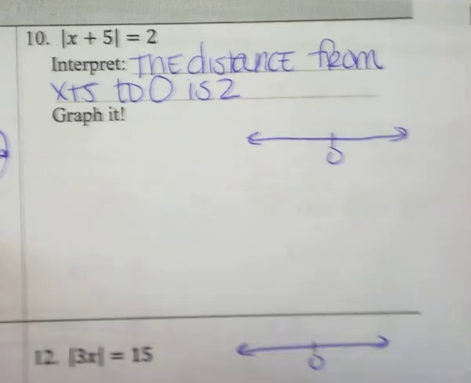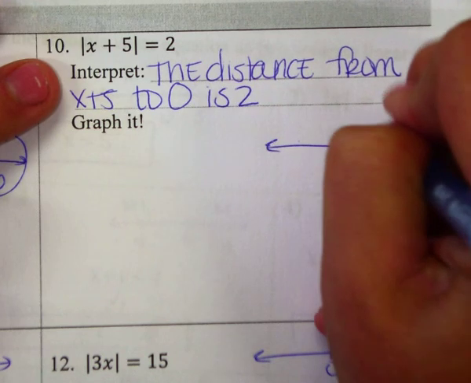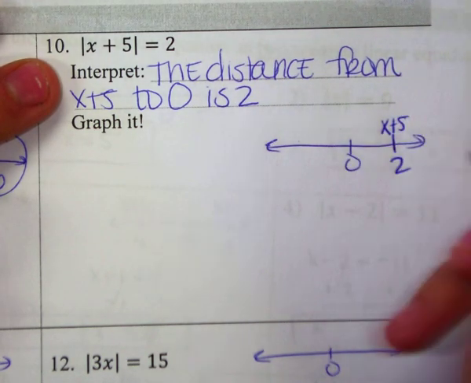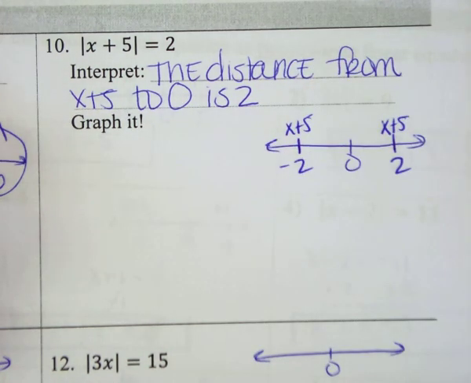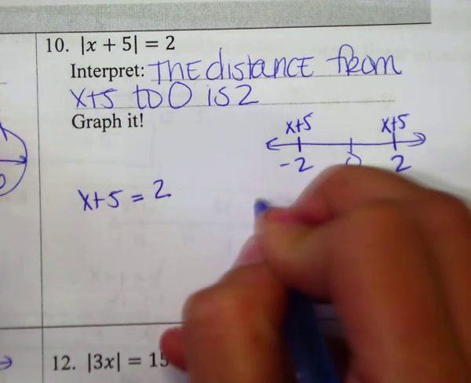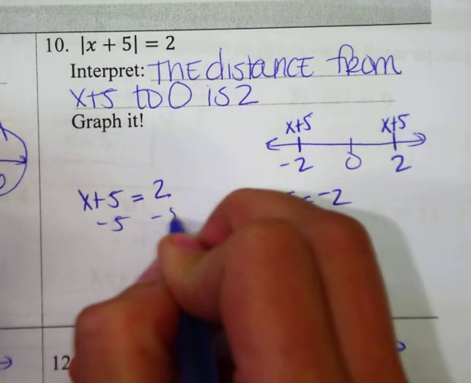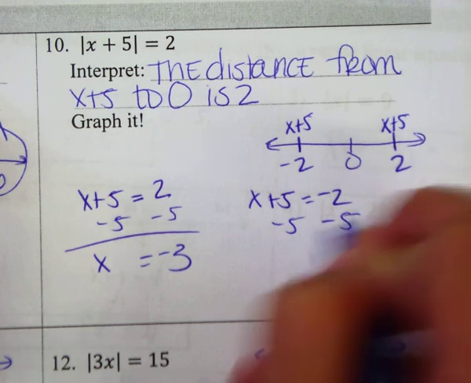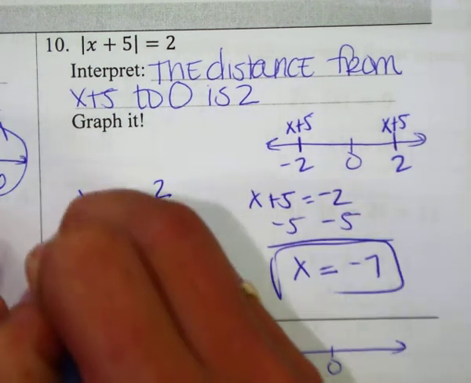Let's do this one more time. This says the distance from x plus 5 to 0 is 2. So x plus 5 is either over at positive 2 or x plus 5 is standing at negative 2. X plus 5 either equals 2 or x plus 5 equals negative 2. And we solve. X equals negative 3 or negative 7.